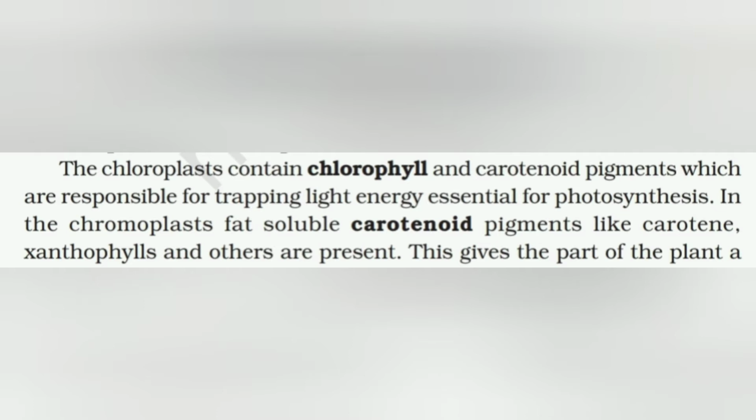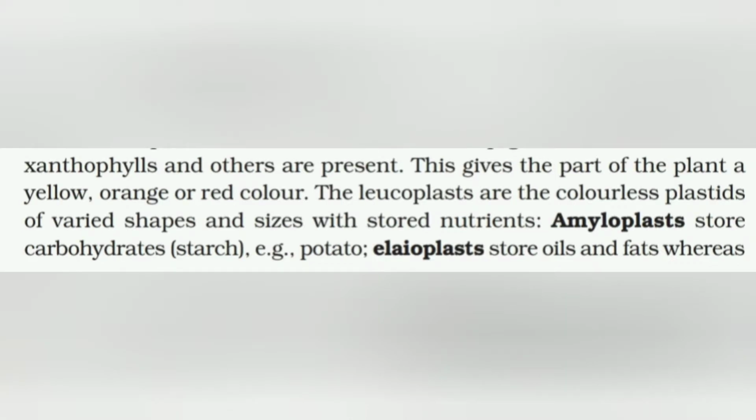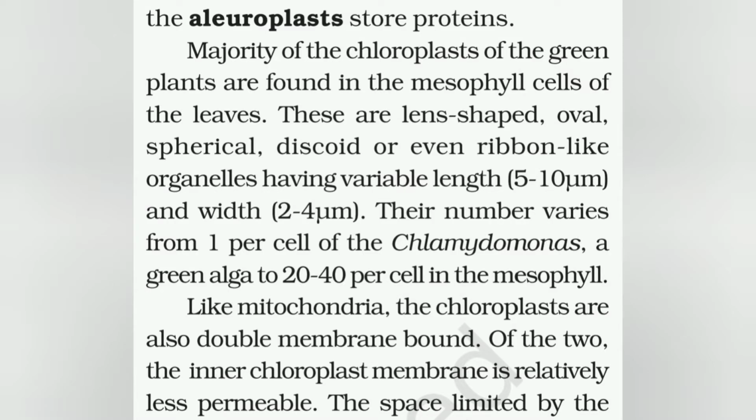In the chromoplast, fat-soluble carotenoid pigments like carotene, xanthophyll and others are present. This gives the part of a plant a yellow, orange or red color. The leucoplasts are colorless plastids of varied shapes and sizes with stored nutrients. Amyloplasts store carbohydrates, that is starch, for example, potato. Elaioplasts store oils and fats, whereas the aleuroplasts store proteins.